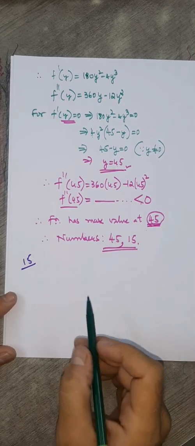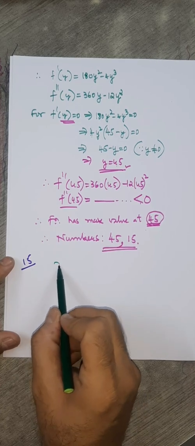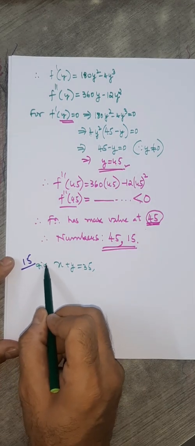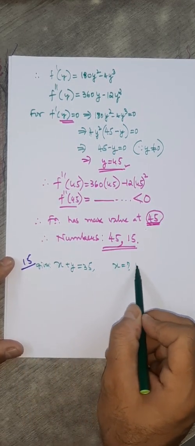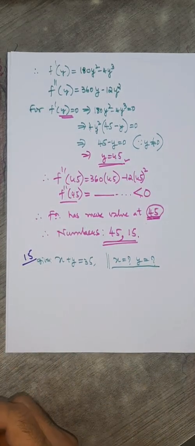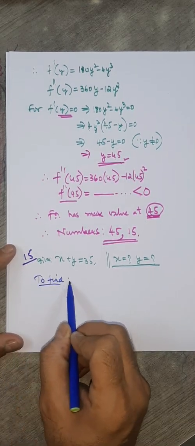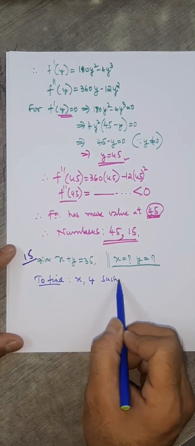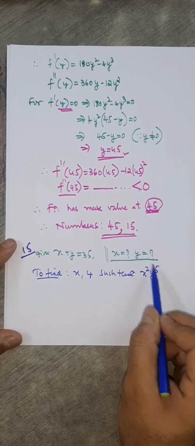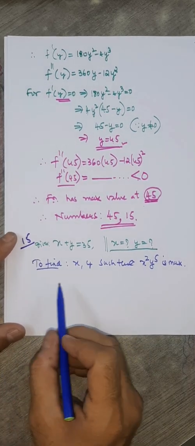So the 15th question is like the previous one. Find two positive numbers x and y. Their summation is 35. This is given, x plus y is this. We want to get x and y here. This is the question. What's the condition here? The product is maximum. To find x and y such that x square y raised to 5, this is a function, is maximum.